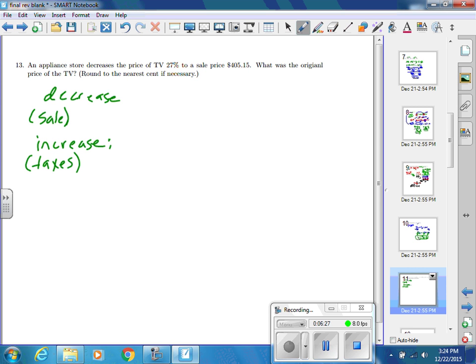Alright, so the formula looks like this for either one. If you have a note card, write it on your note card. Decrease is going to be x minus percent x, I'm going to talk about that in a minute, equals the sale price. And the increase is going to be x plus percent x equals whatever the increased price is, or the tax price, or the final price. They usually want to know the original.